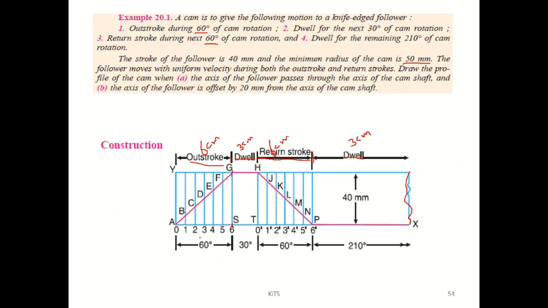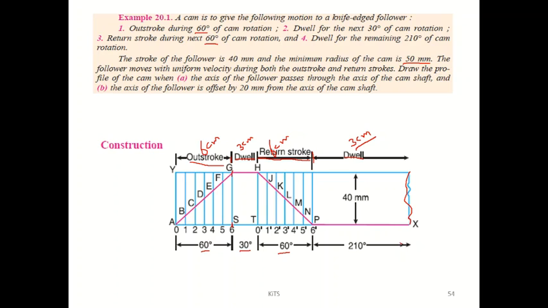So this 6 centimeter represents 60 degree. This 3 centimeter represents 30 degree. Once again 6 centimeter represents 60 degree. Here, what is the remaining length? 3 centimeter represents 210 degree.